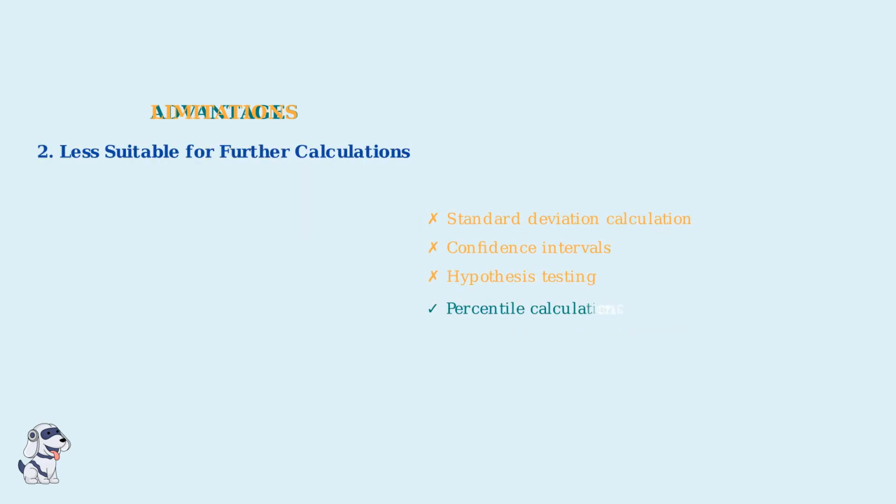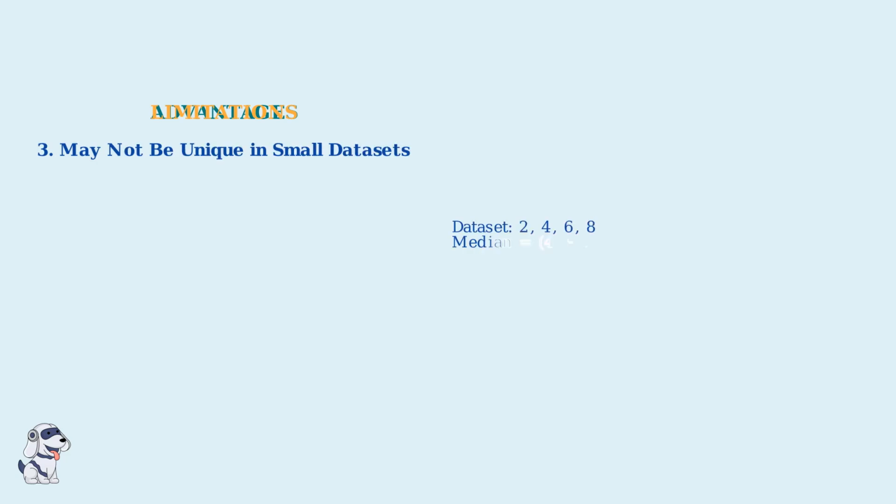Many advanced statistical procedures require the mean rather than the median. Standard deviation, confidence intervals, and most hypothesis tests are designed around the mean. This limits the median's usefulness in complex statistical analyses common in epidemiological research. In small data sets with an even number of observations, the median is calculated as the average of the two middle values. This can result in a median value that doesn't actually exist in the dataset, which may be misleading when interpreting results from small clinical studies.